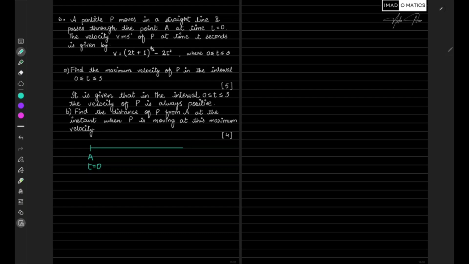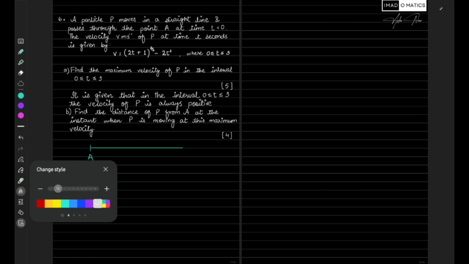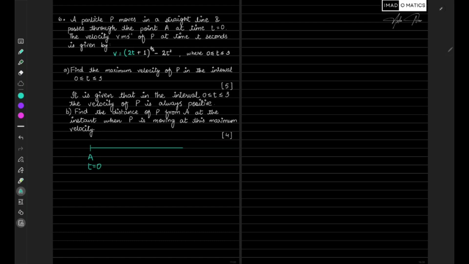The velocity v of this particle at any time t seconds is given by this equation: v equals 2t plus 1 to the power 3/2 minus 2t squared, for time 0 to 3 seconds. So yeah, this is your equation for the velocity. Find the maximum velocity of P in this interval 0 to 3 seconds.